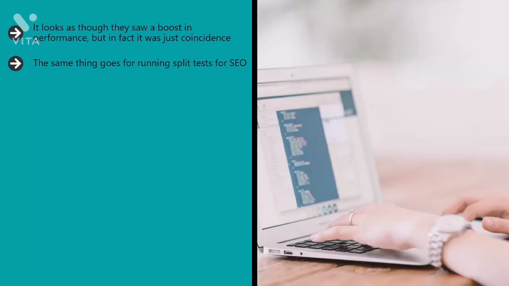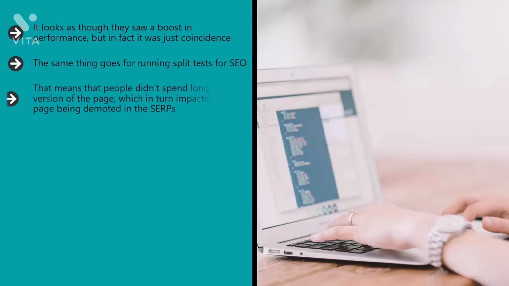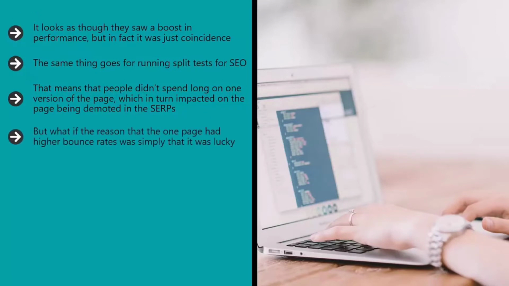If you have 2 versions of a website and one enjoys a bigger boost in SEO than the other, then this could potentially be a result of one page having lower bounce rates than the other. That means that people didn't spend long on one version of the page, which in turn impacted on the page being demoted in the SERPs. But what if the reason that the one page had higher bounce rates was simply that it was lucky, that the people who went there happened to be in less of a hurry.